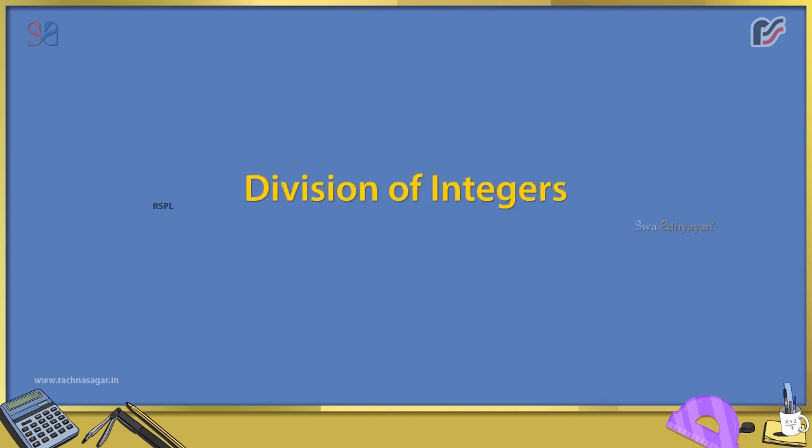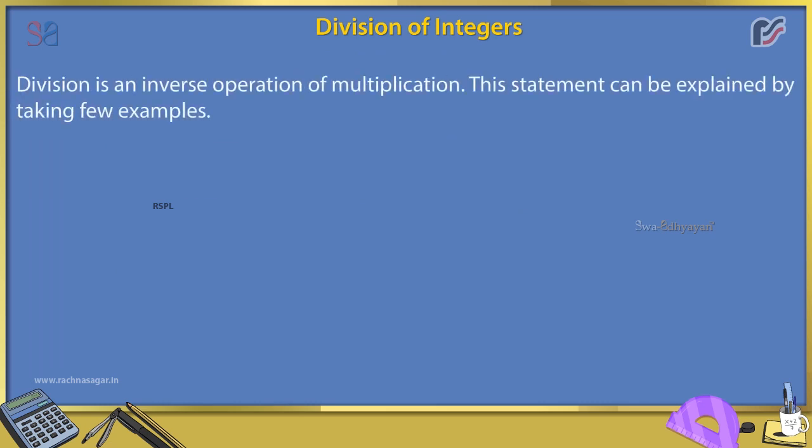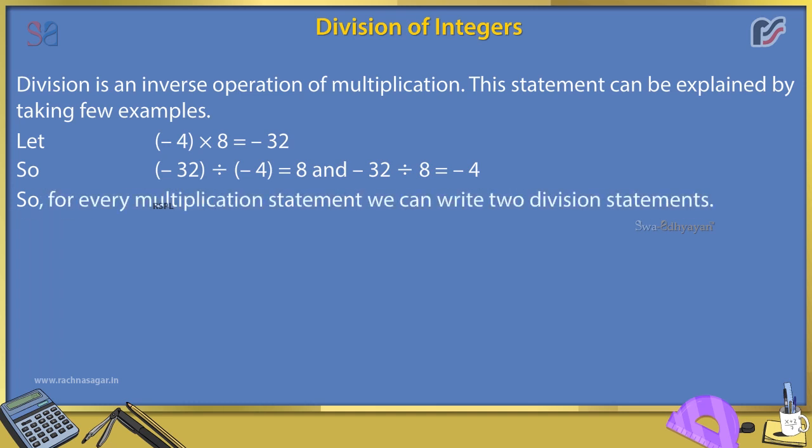Division of integers. Division is an inverse operation of multiplication. This statement can be explained by taking a few examples. Let (−4) × 8 be equal to −32. So, (−32) ÷ (−4) is equal to 8 and −32 ÷ 8 is equal to −4. So, for every multiplication statement, we can write two division statements.